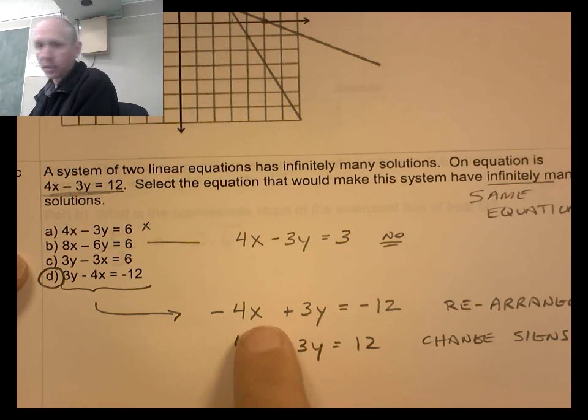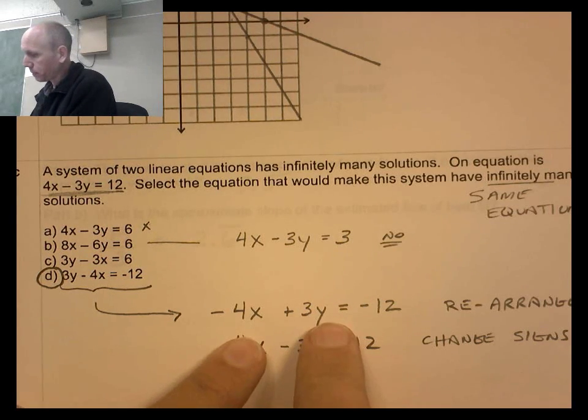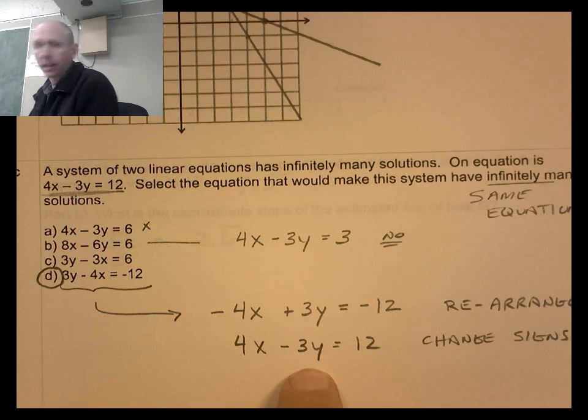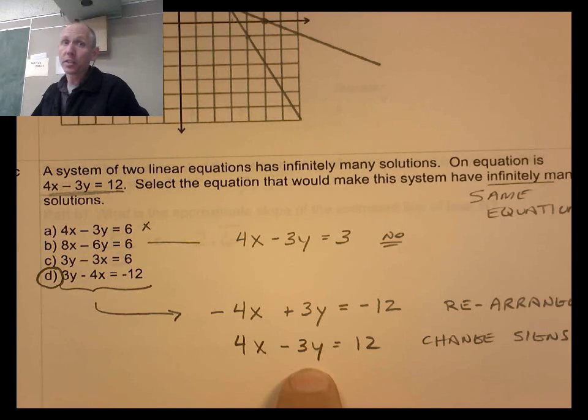So what I'm doing here is I'm going to rearrange the terms. So I move the x to the front and the y behind it. Then I went through and changed all the signs, and you notice that they're the same. I actually didn't change the equation. All I did is I rearranged it and divided everything by a negative. Perfectly legit.